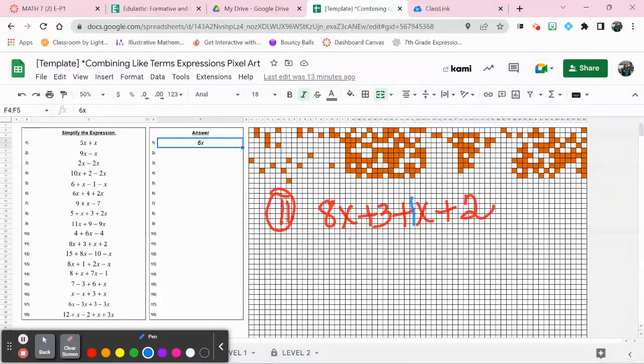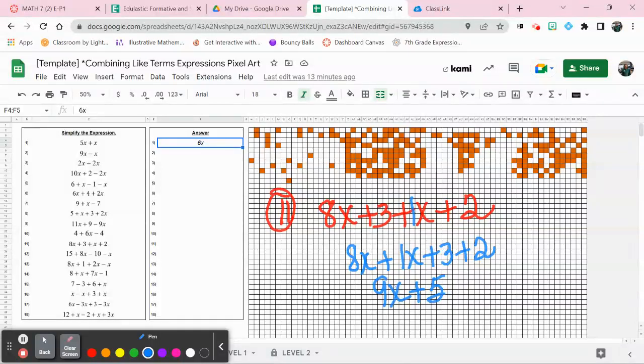Now I can write that in a different order if I want. 8x plus 1x, and put the things next to each other that I can add, plus 3 plus 2. All right. 8x plus 1x gives me 9x. Plus 3 plus 2 gives me 5. The 5 cannot go with the 9x because it does not have an x on it.